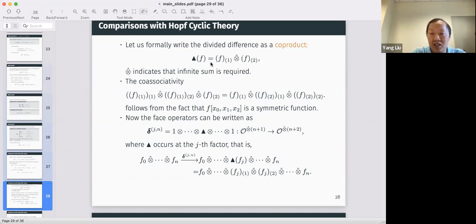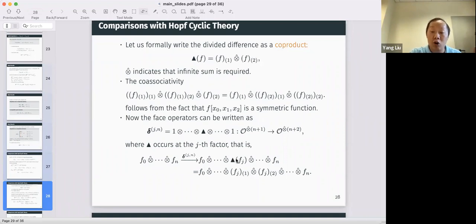So probably that's the main difference from this algebraic setting. But anyhow, it shares some co-associativity like this, if you allow a suitable infinite sum. This co-associativity can be derived from the fact that this divided difference is a symmetric function in its arguments. And this phase operator is just the same as in Hopf cyclic theory.